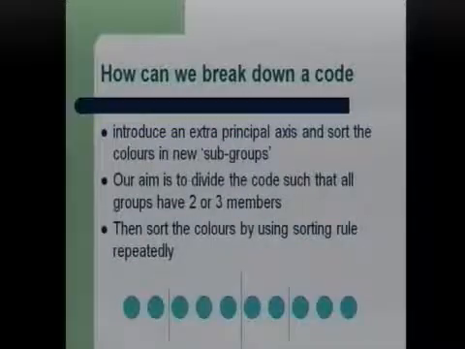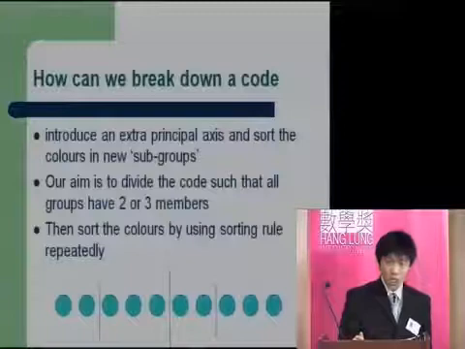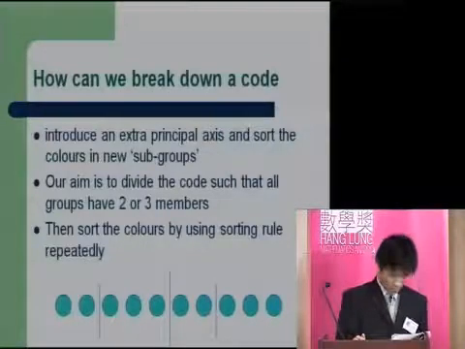So we need to break down a code. And this breakdown process can be accomplished by introducing extra principal X's and sorting the colors into new subgroups. Of course, this can be done by applying the sorting rule repeatedly, just like what we did in the identifying stage before.